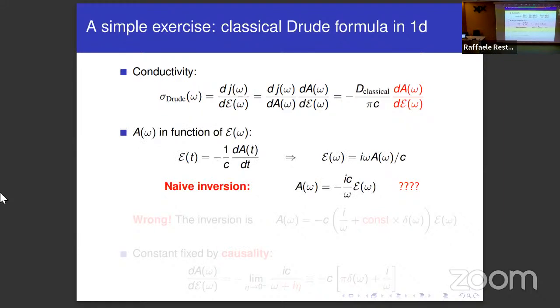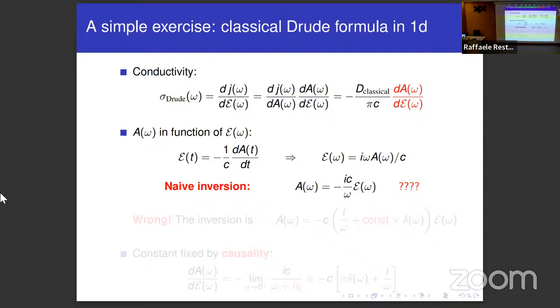Since the field is the derivative, the Fourier transform is just i omega times the vector potential. So a very naive inversion would say that A of omega is equal to 1 over i omega times the field. This is not true, because if the field is the derivative of the vector potential, the vector potential is the integral of the field. And in the integral, you have to fix the integration constant, of course. There is an arbitrary integration constant.